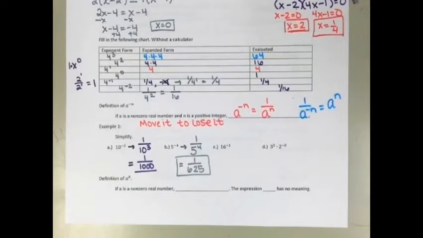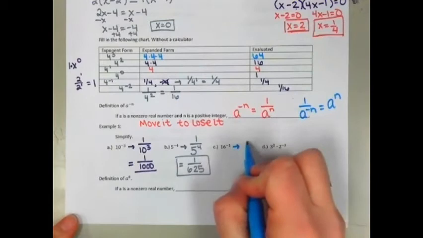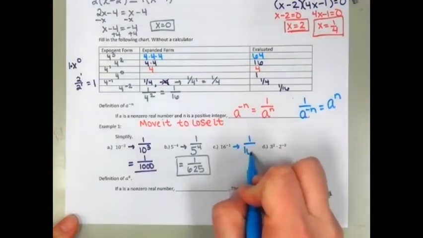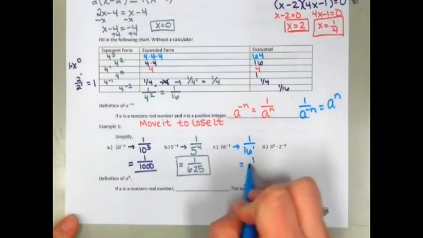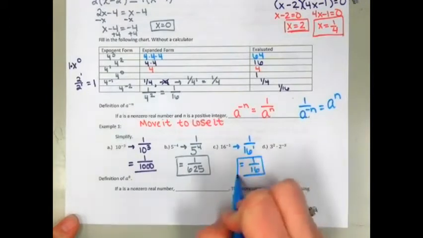What is 16 to the negative first power? 1 over 16 to the first, which is 1 over 16.